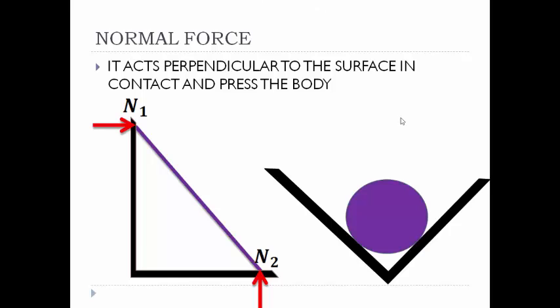Similarly for this system, a ball is stuck between a wedge. So at these points of contact, the normal forces will act perpendicular. Again, magnitude N1 and N2.